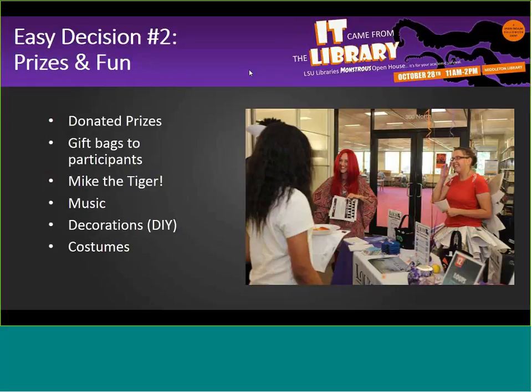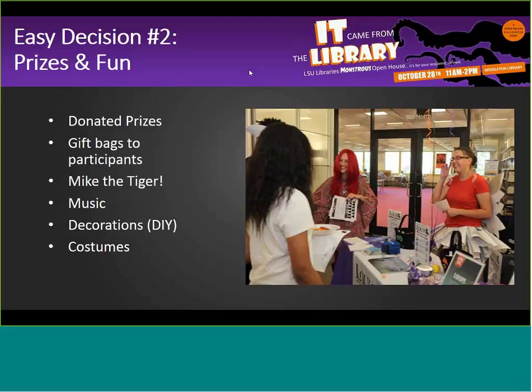So the other easy decision that we had to make is, do we want prizes and do we want it to be fun? Because we knew that that was what would get students in. Again, this is the type of thing that we didn't have a budget for. We didn't have money to buy prizes to donate to students. So we started approaching some of our library vendors and local businesses, and we were super excited to be able to get things like, the first year, a Nook donated to us, and then later a Kindle Fire, and last year we even had an iPad mini, a Kindle Fire, and a Fitbit.